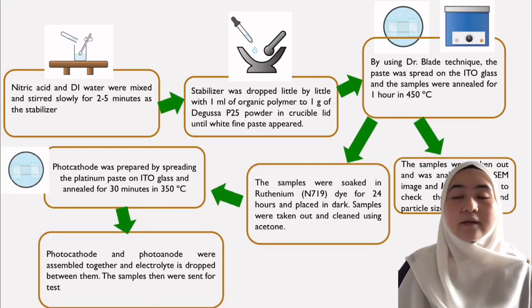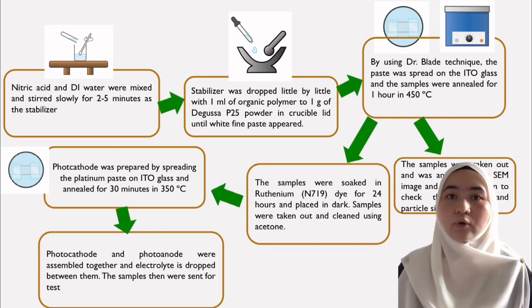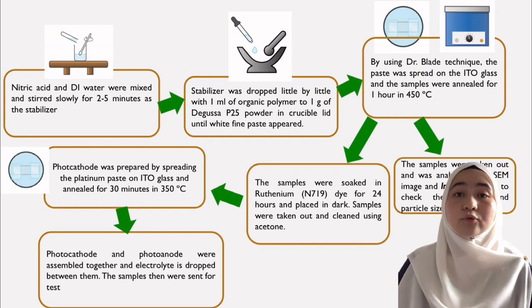For the working electrode part, the first step is preparing the stabilizer, which is nitric acid and distilled water. Both of them will be mixed and stirred for 2 to 5 minutes.